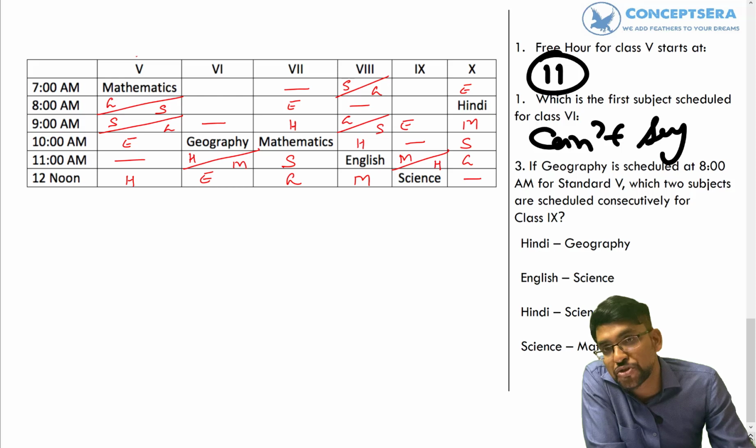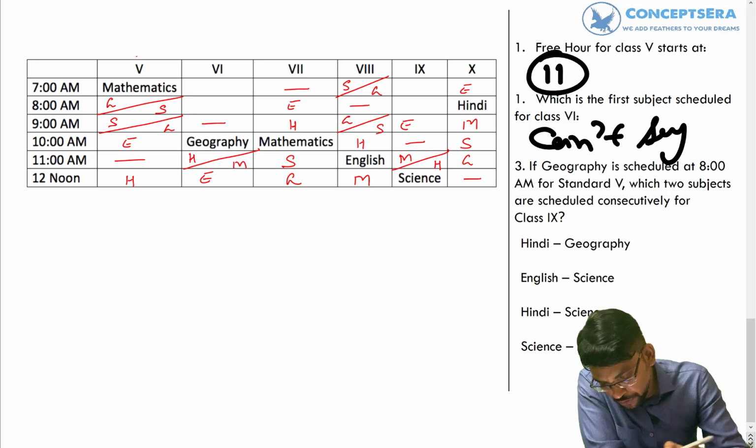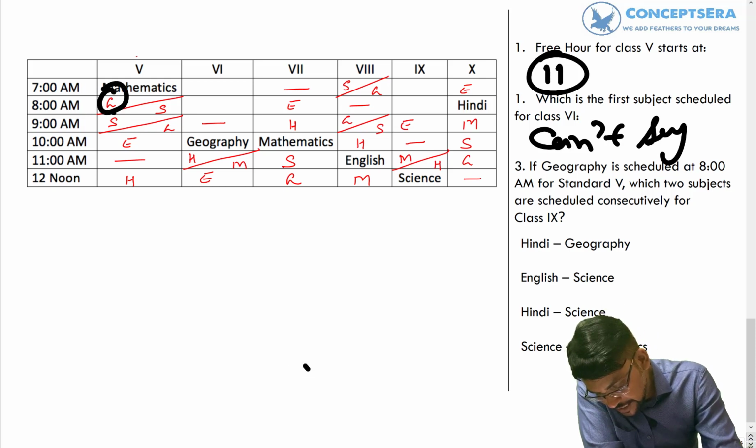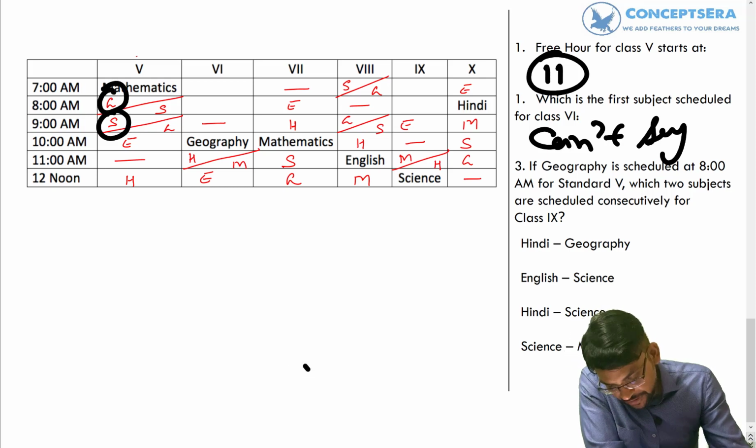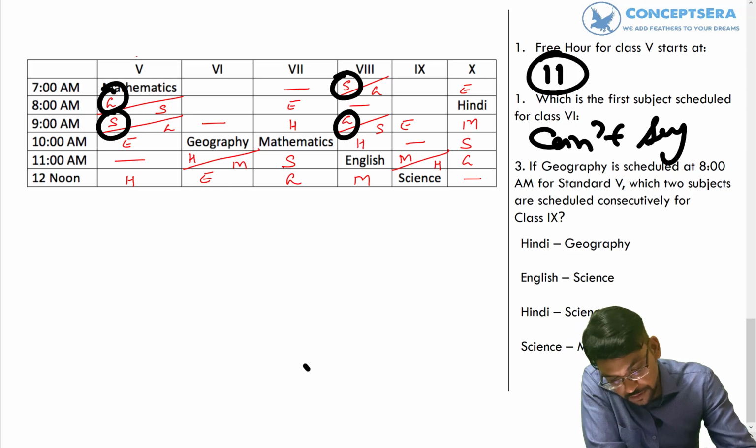Finally, the last question is: if geography is scheduled at 8 o'clock for 5th class, which 2 subjects are scheduled consecutively for class 9th? So if you see, if geography is here, then science has to be here. And when science is here, then geography has to be here. And when geography is here, then science has to be here.